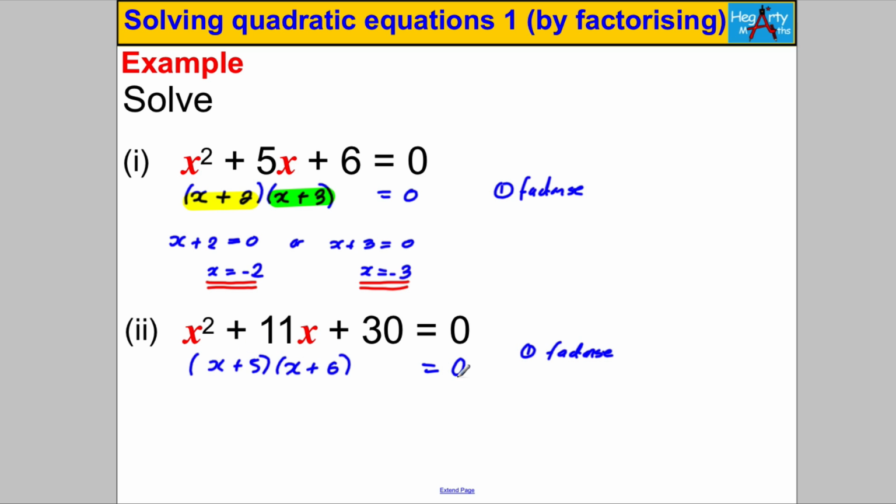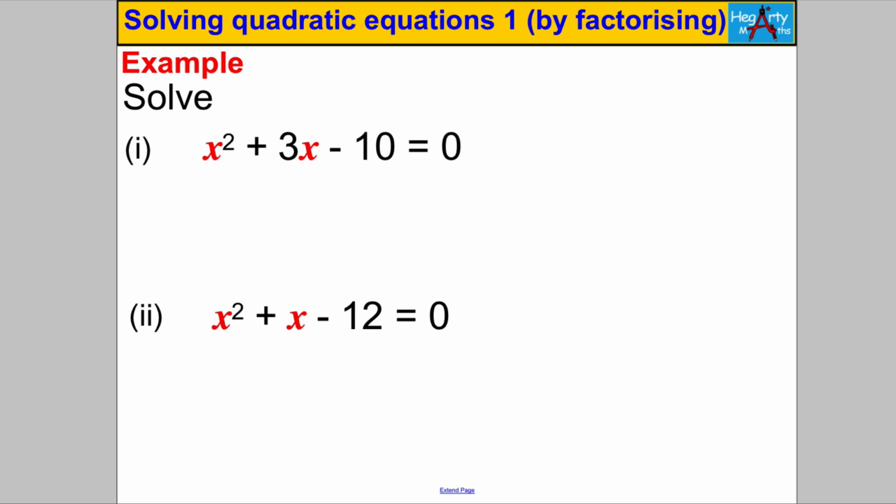Two things multiplying to give you 0, either the first one is 0, x add 5 is 0, or the other possible solution is x add 6 is 0. In this case, x must be -5, and in this case, x must be -6. We've got ourselves two answers there, and there are two answers which we state and underline for the examiner, and we're done.